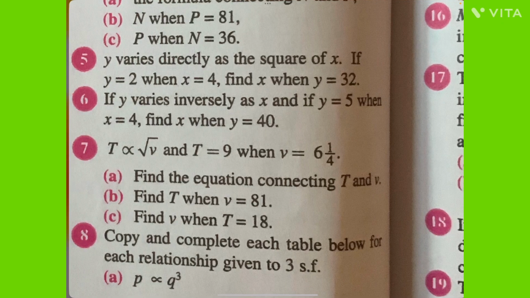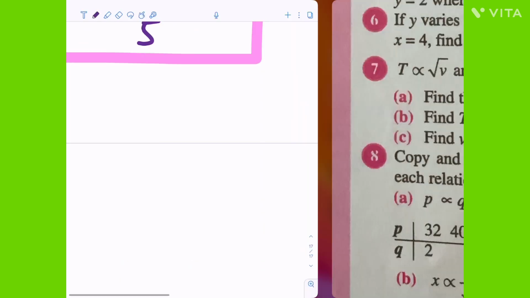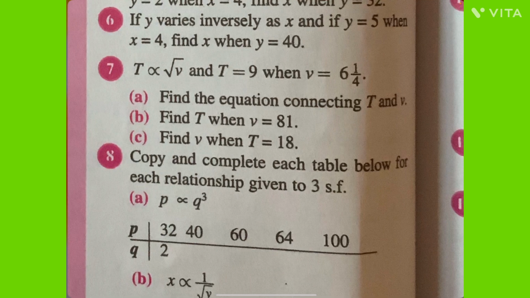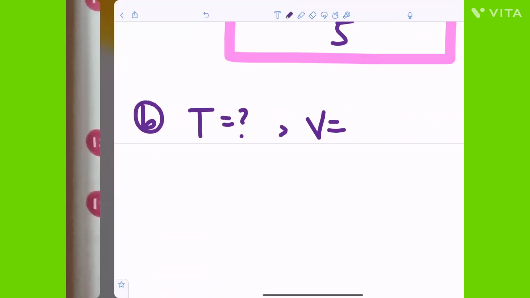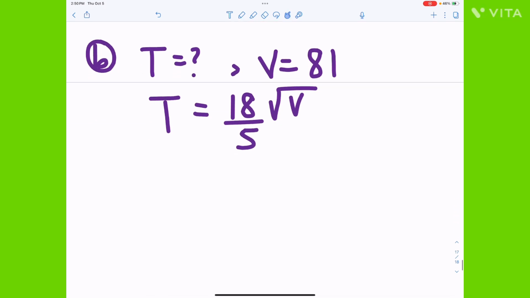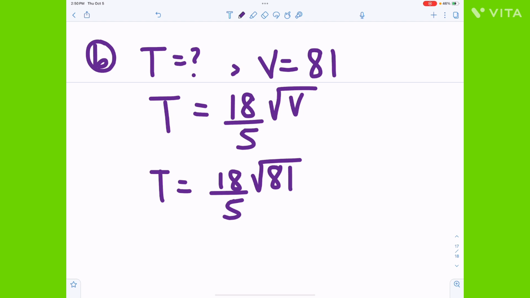Let's go to part B. It says find t when v is 81. First thing to write is the relationship. T is 18 over 5 root v. That's a relationship between t and v. So that means t will be equal to 18 over 5 root 81.